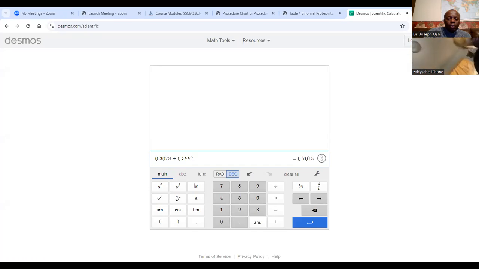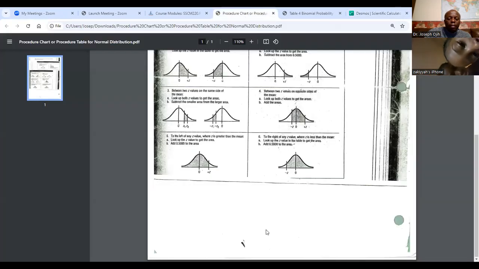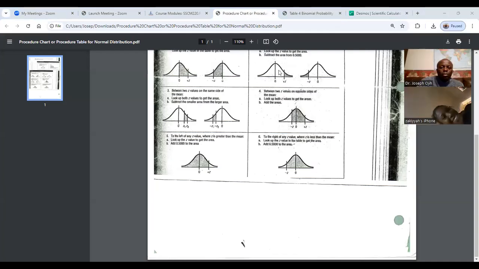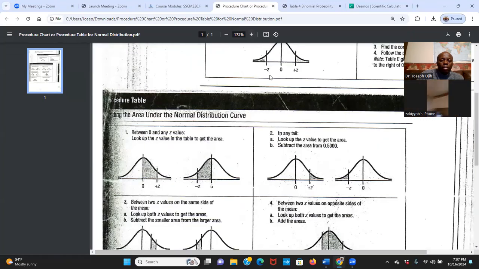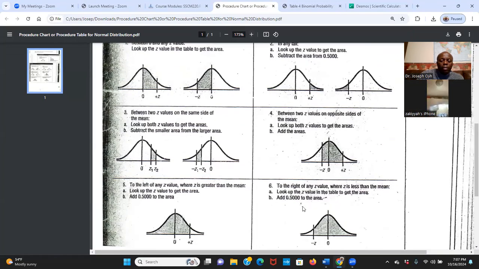Let me share the screen. I'm trying to find the procedure chart. This is the procedure chart right here. Let me share it again. Procedure chart, right there. Remember that our own chart looks like this.